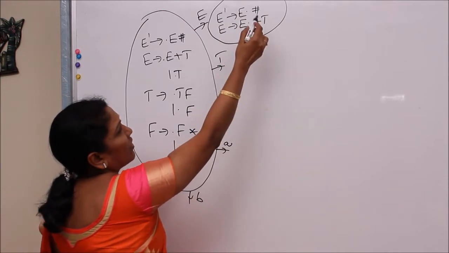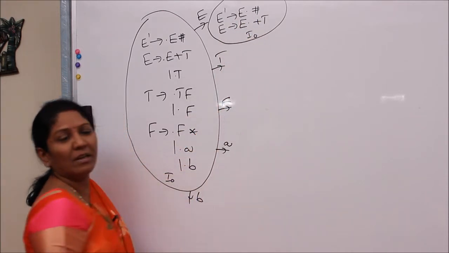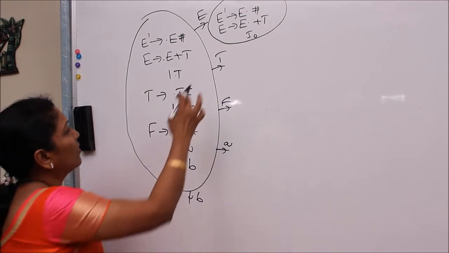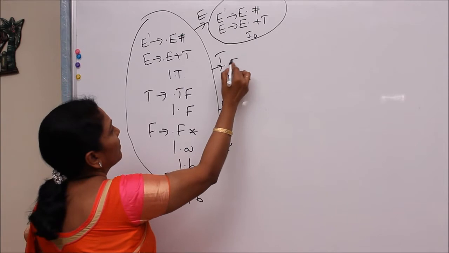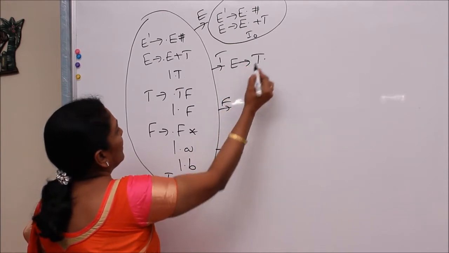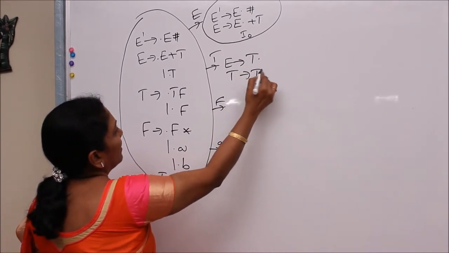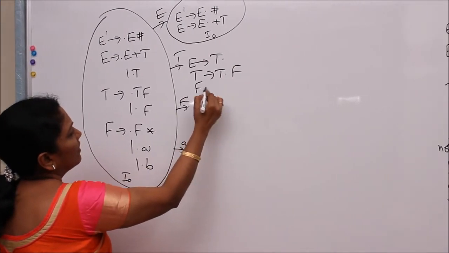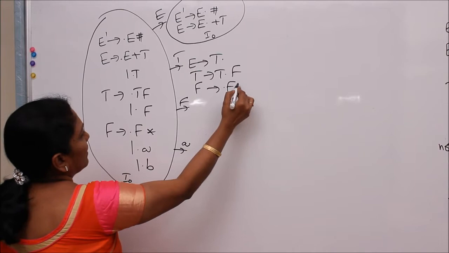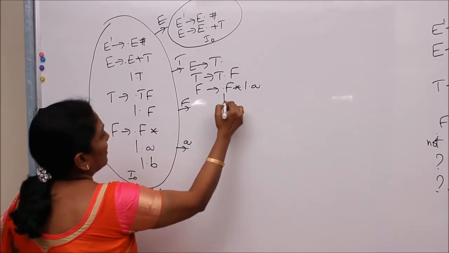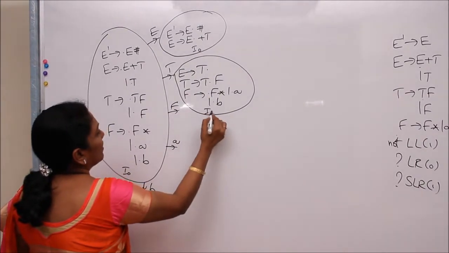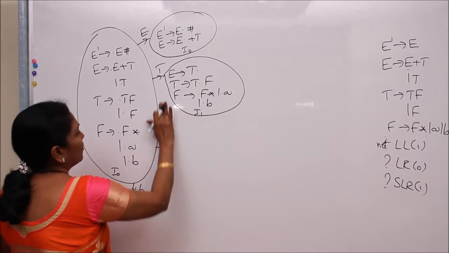Now if you apply closure on this, what you have next to the dot is a terminal. Hence, it will not result in any other new items. Now if you look at T, on T it is E to T dot, T to T dot F. Look at this state. Now because of F, F to F star dot, A dot, B. Let this be your I1. Look at the state I1. What is the observation?